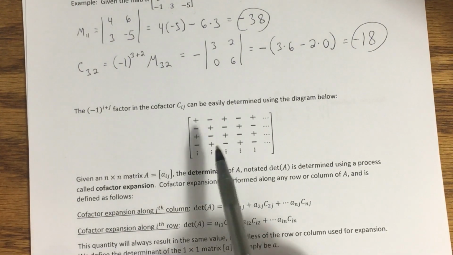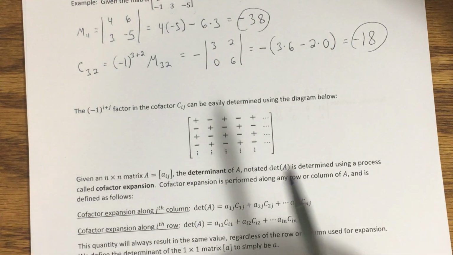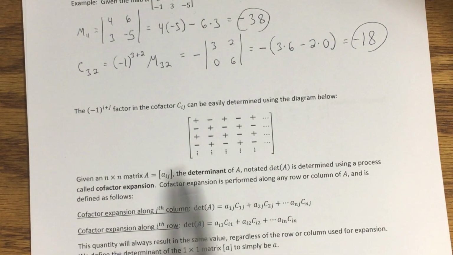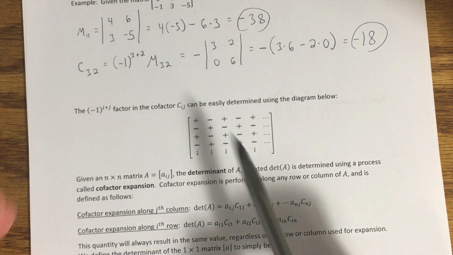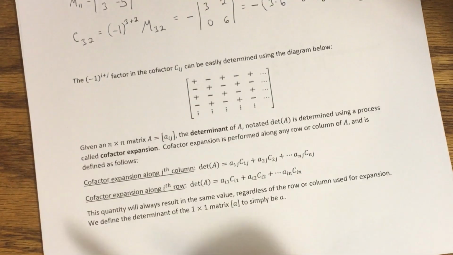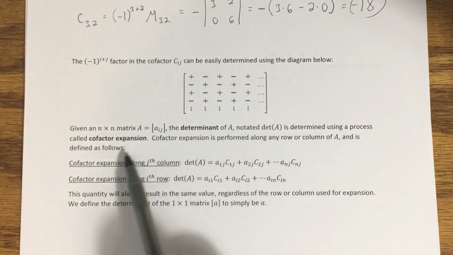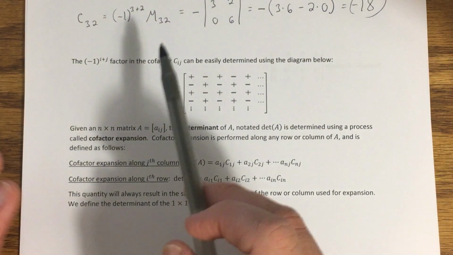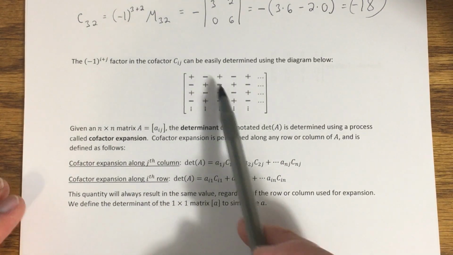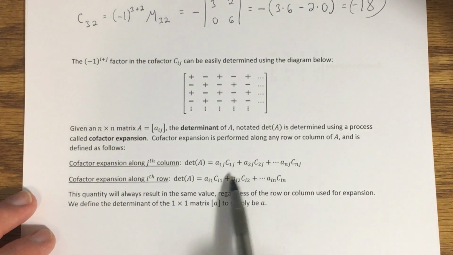Okay, so now let's talk about how we use cofactors to find the determinant of some n by n matrix. So the way that we define the determinant, and there are actually several different but equivalent ways of defining the determinant of a square matrix, we're going to use cofactor expansion here. Cofactor expansion is what happens when you take a matrix and you select either a row or a column, any row or any column, and then you evaluate this expression right here.